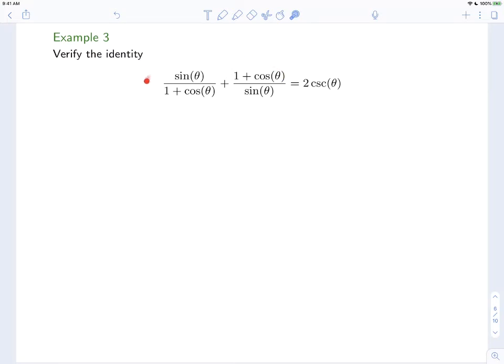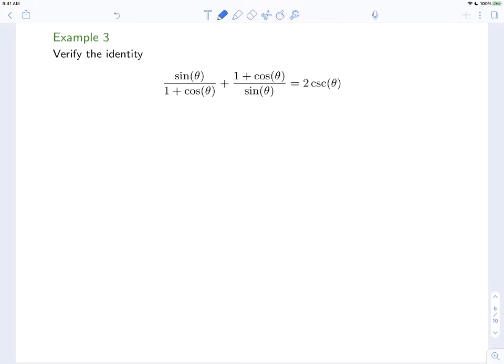On the left, we have a much more complicated expression, so we'll start with that and try to simplify it so it looks like 2 times cosecant theta. And how should we go about doing that? The left side of this equation is the sum of two fractions, so what we're going to do is add them together, thus creating fewer terms, consolidating terms, as it were. So we'll give them a common denominator.